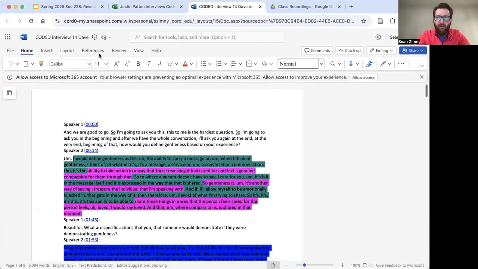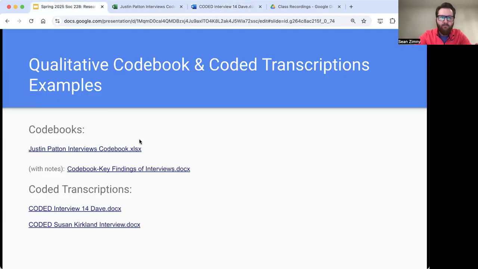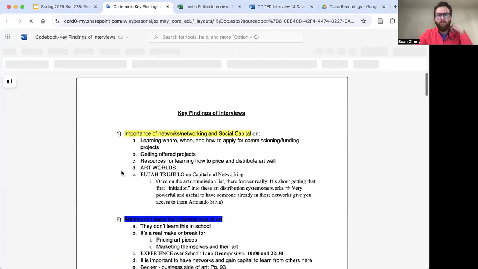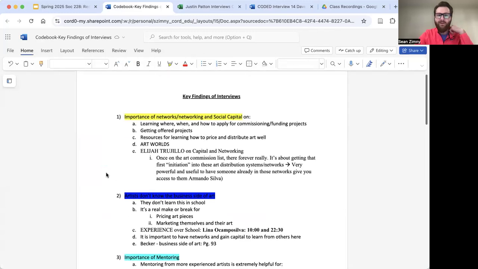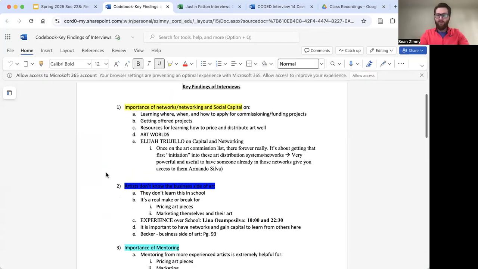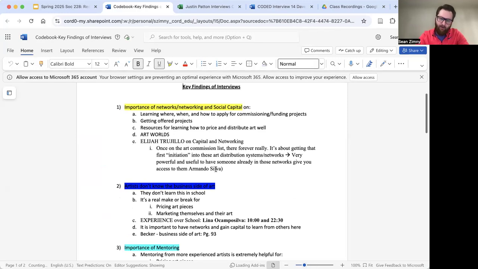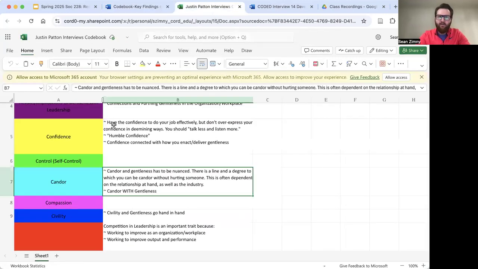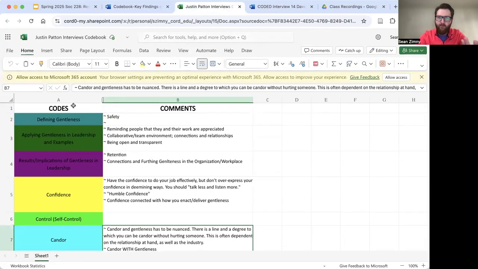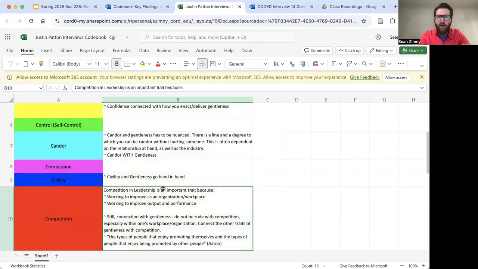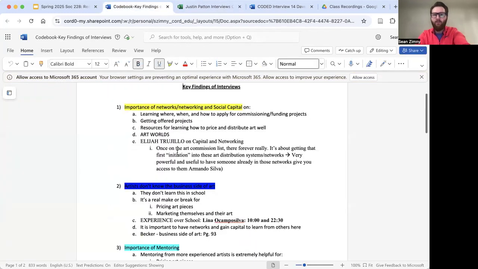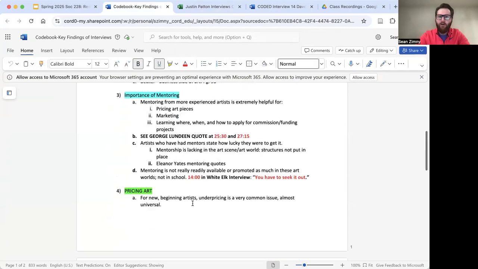So I want to show you another example though. Show you another code book. Here's another example of how a code book can also be done in a non-Excel format. So here is the type of format that you're going to use, an Excel format, because it's more organized, it's easier, but there are also ways that you can do code books in a Word doc.